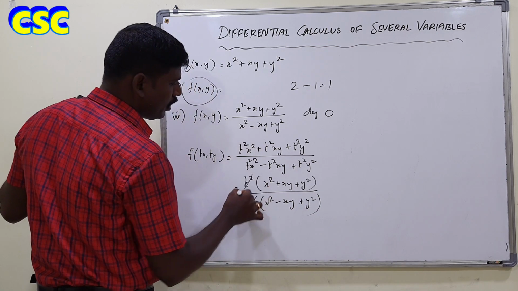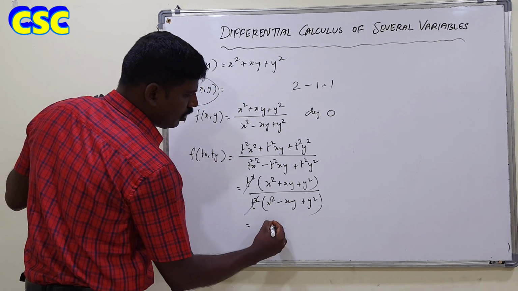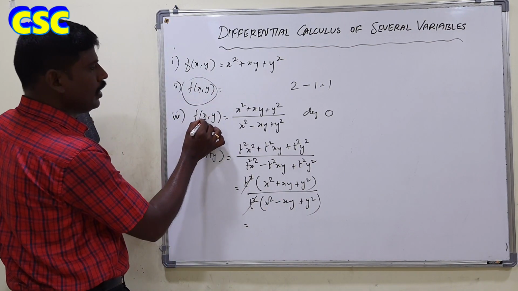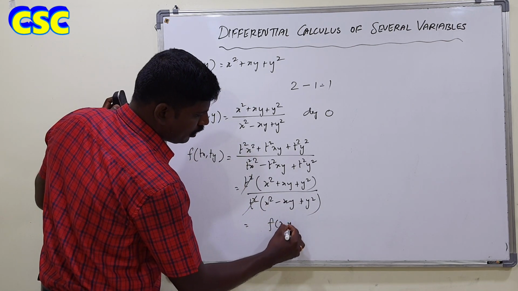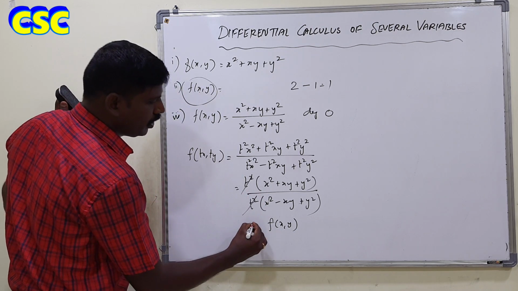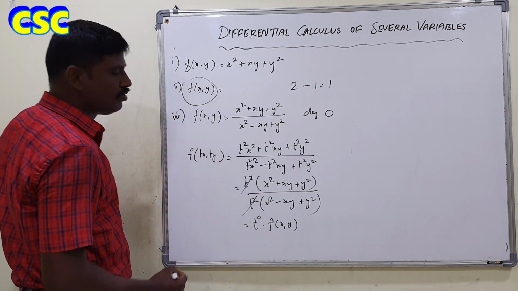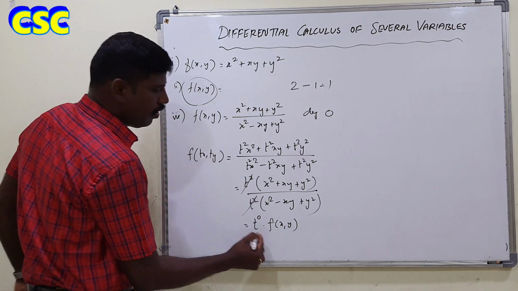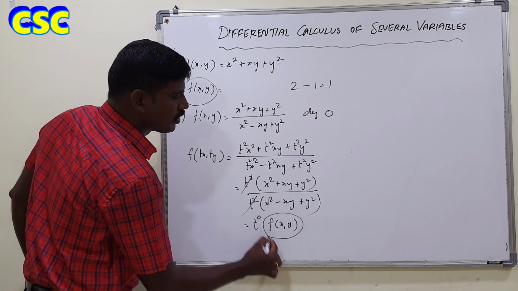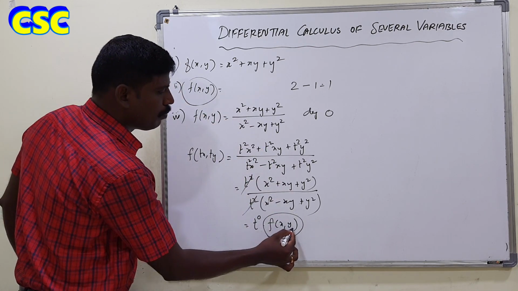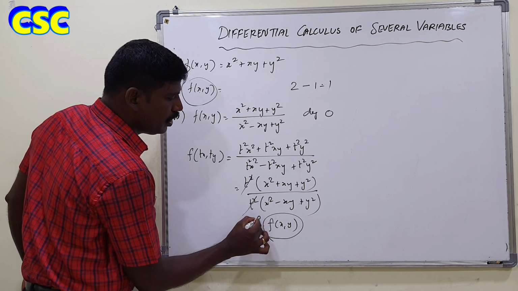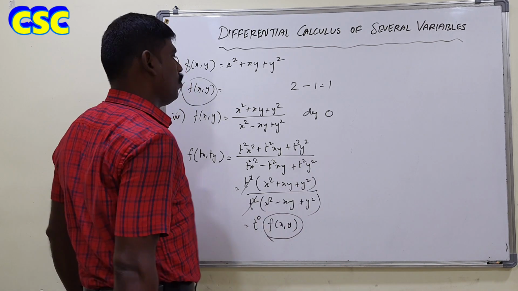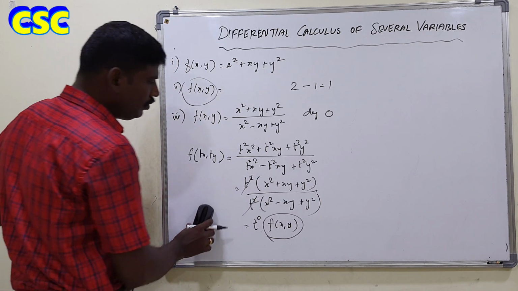Eliminating t with t, what will you get? You will get the same function f of x comma y. So there is no presence of t. We can write it as t power 0, and anything power 0 is 1. So what can we say about this? f of x comma y is a homogeneous function of degree 0 in x and y. That's all.